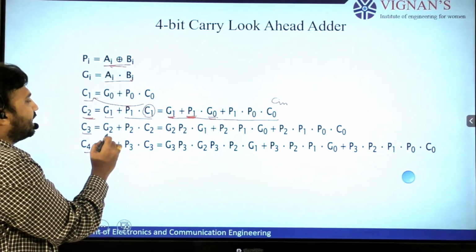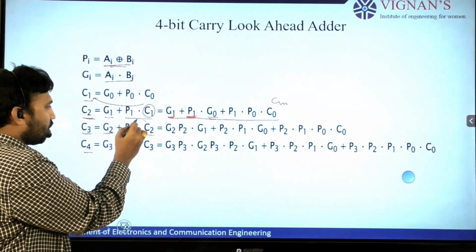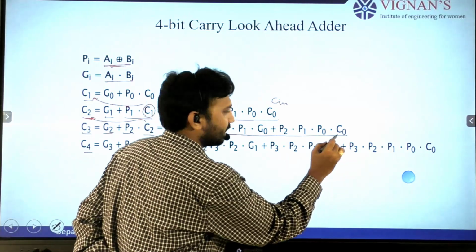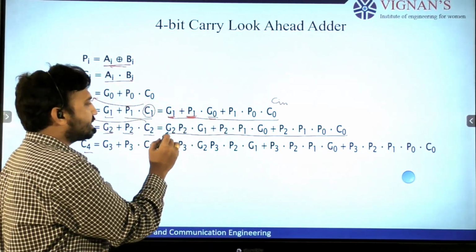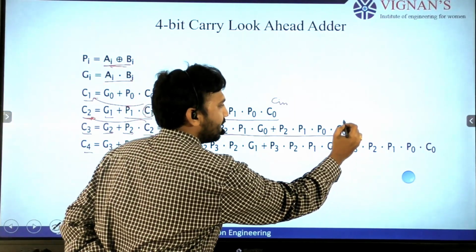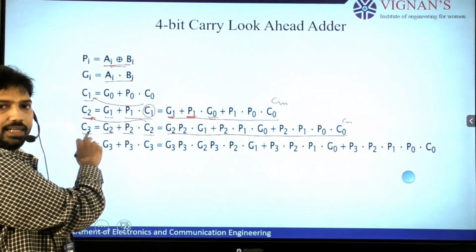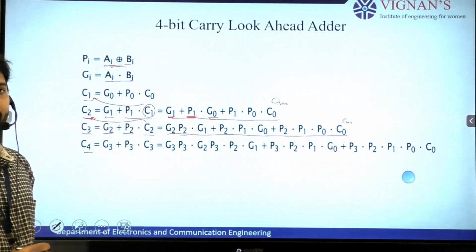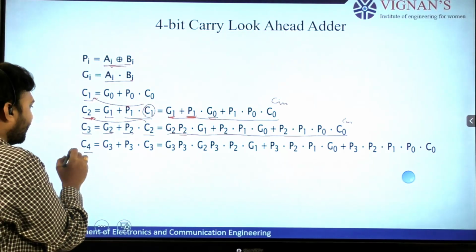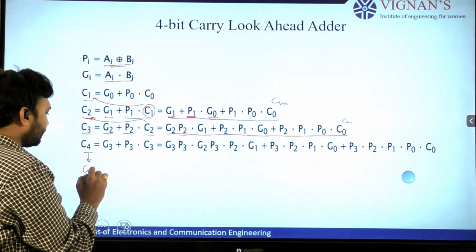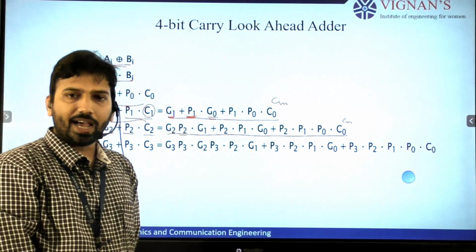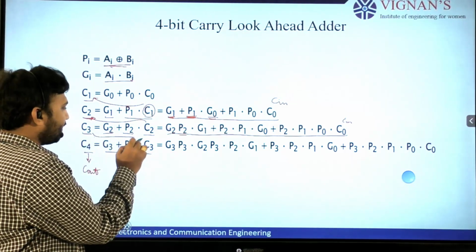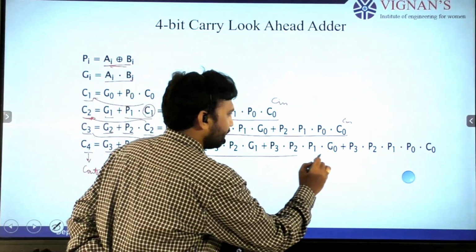Similarly, if you see C3, it is G2 plus P2 into C2. C2 is already evaluated, and substituting C2 in this equation, it will produce this equation. If you observe this equation, all the G, P as well as C0, which is nothing but C in, this third carry is dependent only on the inputs that we have applied, A as well as B, and the carry in, C in or else C0. Similarly, the final C4, which is nothing but the C out, the final carry of the 4-bit adder, is G3 plus P3 into C3. C3 was already evaluated, so substituting that, this is the final equation we will be getting.